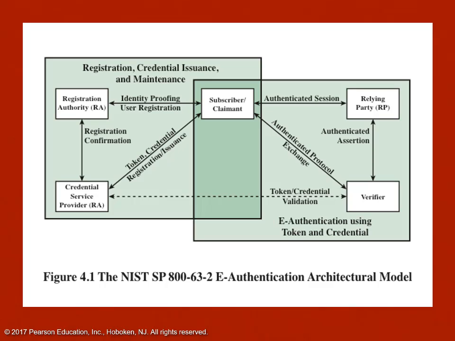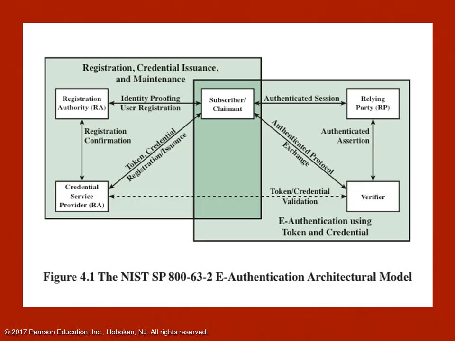The verifier passes on an assertion about the identity of the subscriber to the relying party, RP. That assertion includes identity information about a subscriber, such as the subscriber name, an identifier assigned at registration, or other subscriber attributes that were verified in the registration process. The RP can then use the authenticated information provided by the verifier to make access control or authorization decisions.